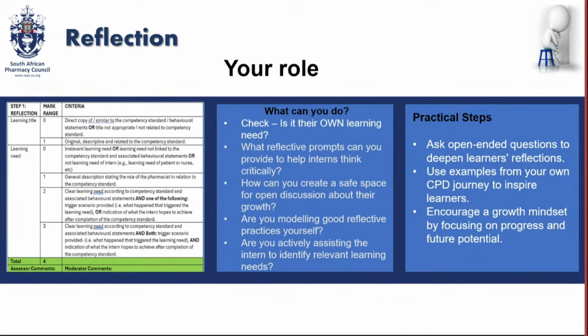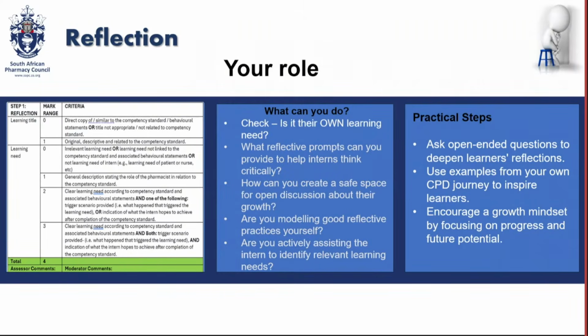So the learning need you'll see ranges from 0 to 3. And in order to be fully competent, which is 3, there must be a clear learning need. So we want to be able to see, so what really does the intern want to learn from this particular competency standard and those associated behaviors? And we need to see both the trigger scenario. So what triggered it? Was it because they didn't know how to fill in a Schedule 6 register, for example, or maybe in a wholesale practice, they didn't know that there was a specified Schedule 5 register that needed to be completed, for example.